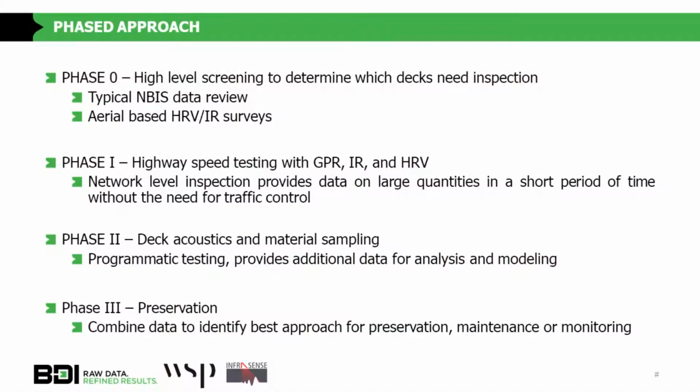All the way to an aerial IR survey where we can identify an entire corridor within a day or two. From there, we can go to a phase 1 inspection and do network level inspections using high-speed infrared, GPR, and HRV. We identify which of those structures we now need to really get high-resolution quantities and show our clients what they're typically used to seeing with chain drag, so get the quantities with regards to acoustics.